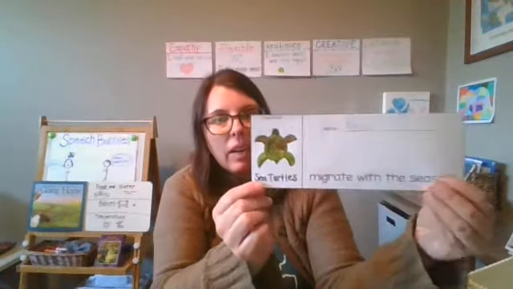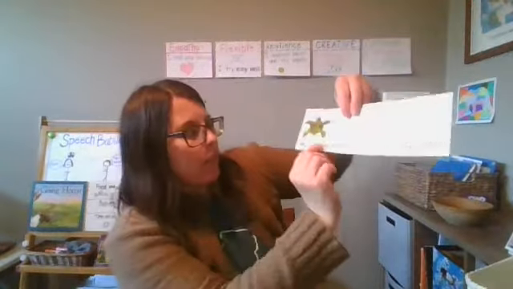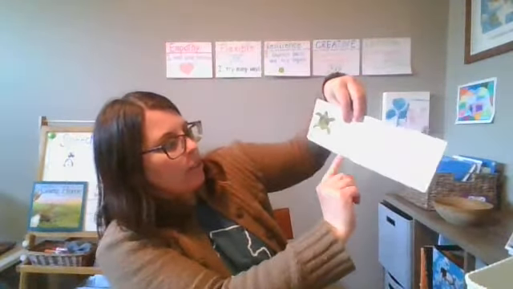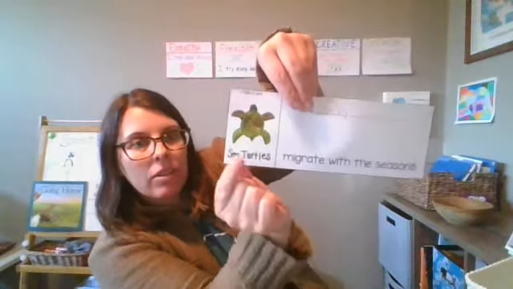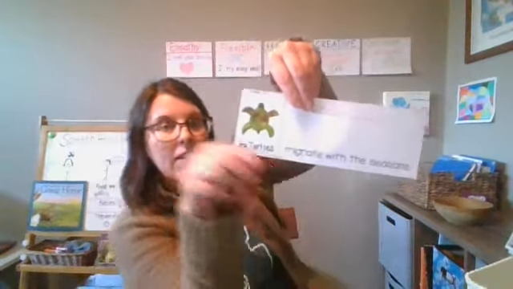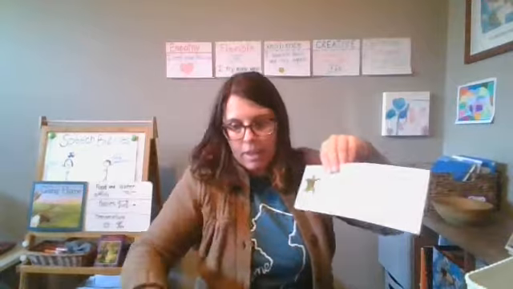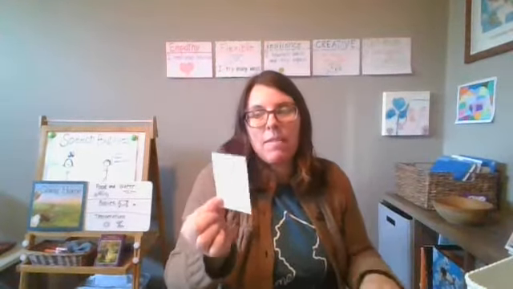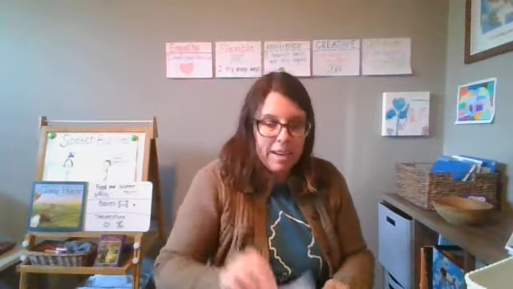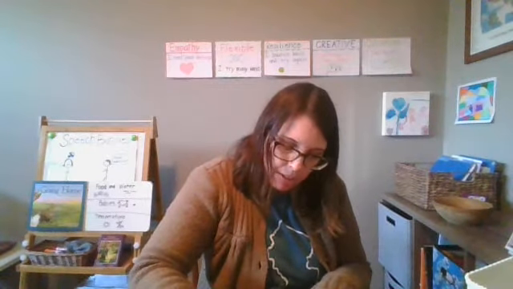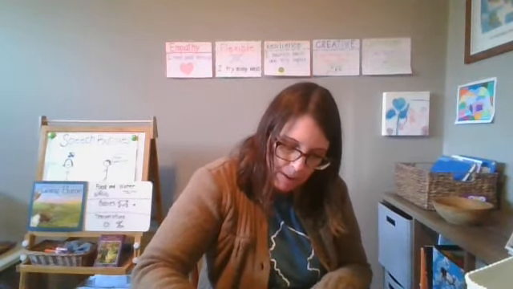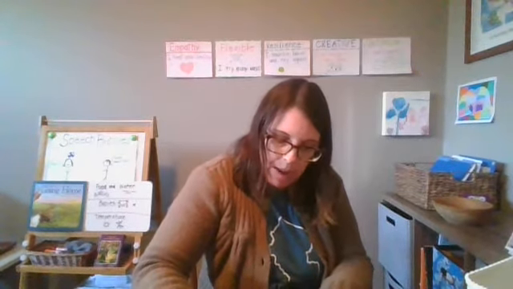Okay, so here I did sea turtles. And now I can read this whole sentence. Sea turtles migrate with the seasons. Okay, so then I'm going to get one of these pages and I'm going to think of another animal to add. And I'm going to do Mallard Ducks this time. So I'll write the word at the bottom.